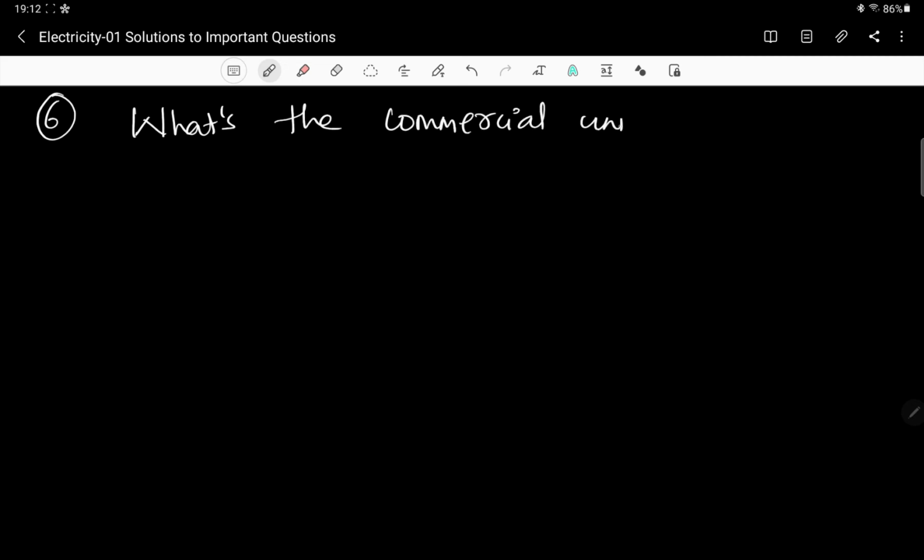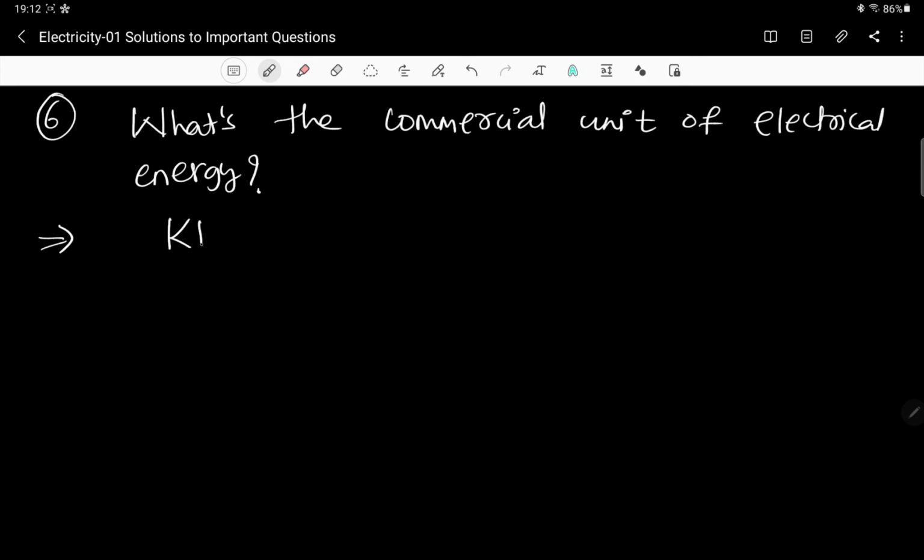All right, now let us move on to one theoretical question, sixth question. What is the commercial unit of electrical energy? What is the commercial unit of electrical energy? This is a quite famous question, theory question. What is the unit? Tell me. So it is a kilowatt hour, right? So everybody knows about this.